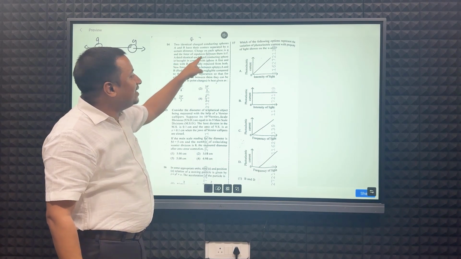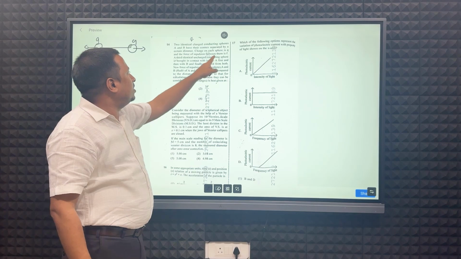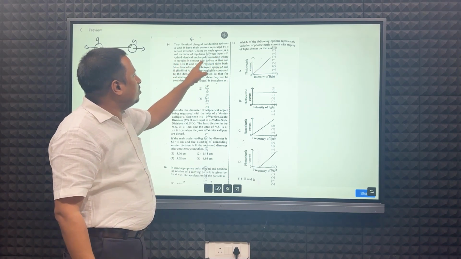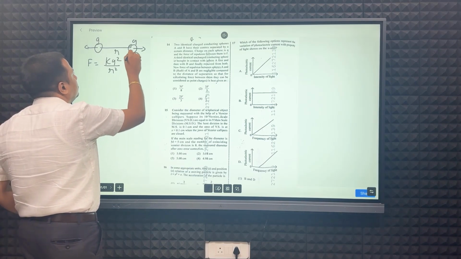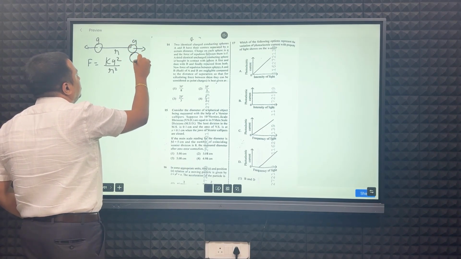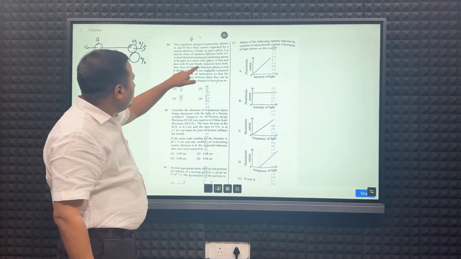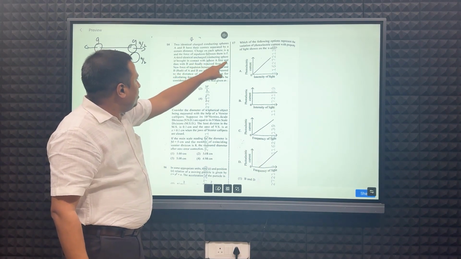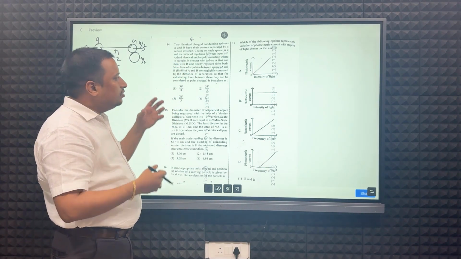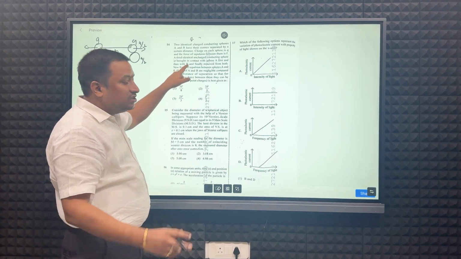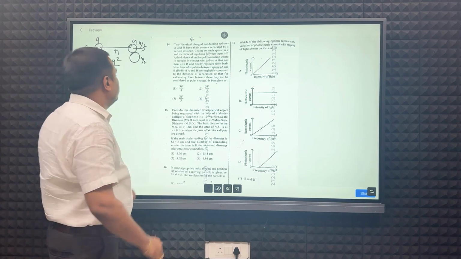A third identical uncharged conducting sphere is brought in contact with sphere A first. So what will happen? The charge will get redistributed into q by 2 and q by 2. Now what are they saying? Then with B. First they have connected it with A, left it, then connected it to B. Charge will again get redistributed when it is connected to B. Finally removed from both. What will happen?